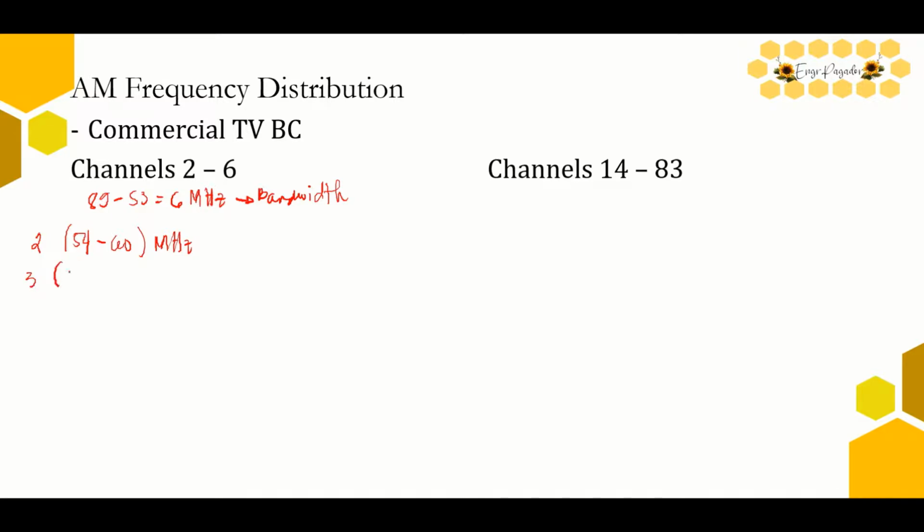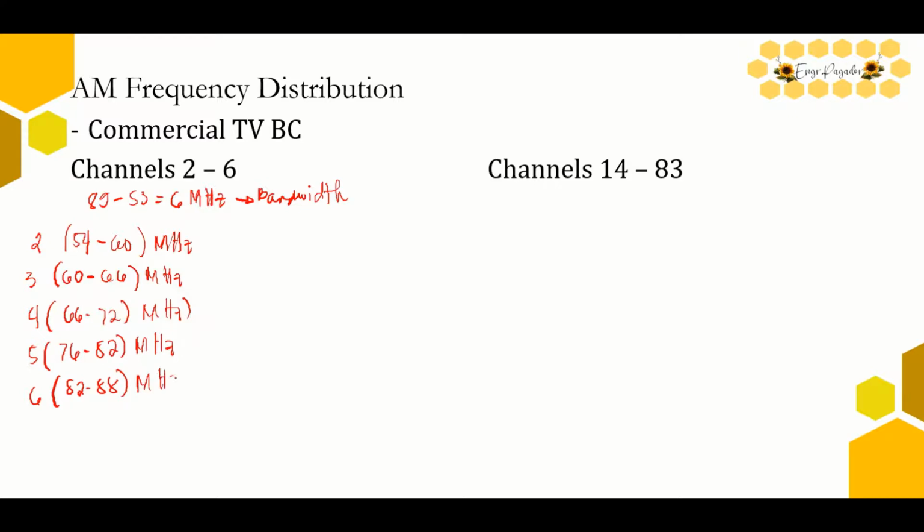For channel 3 naman, we have 60 to 66. For channel 4, we have 66 to 72 megahertz. And then for channel 5, we have 76 to 82 megahertz. And for channel 6, we have 82 to 88 megahertz.